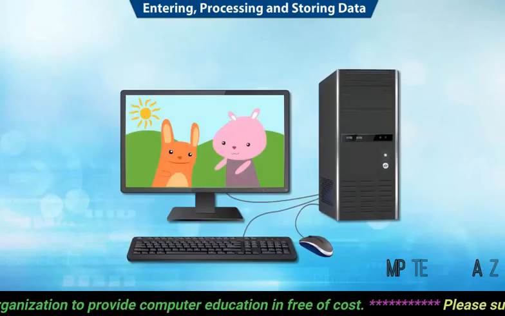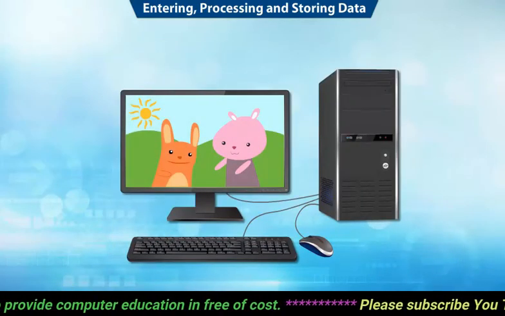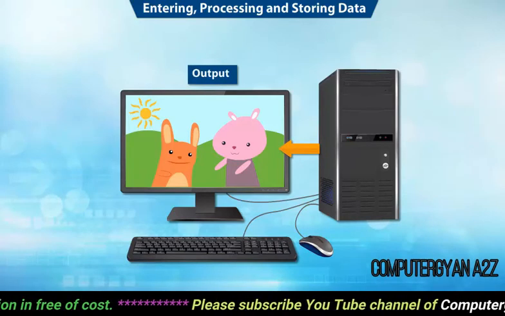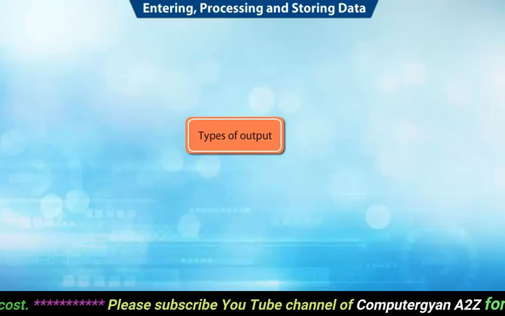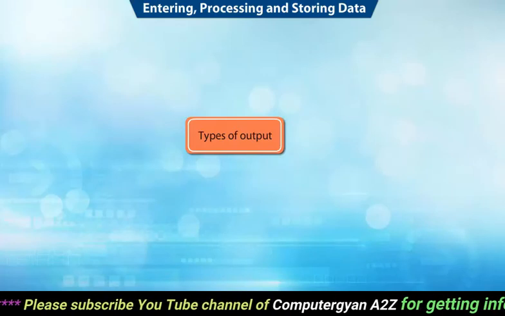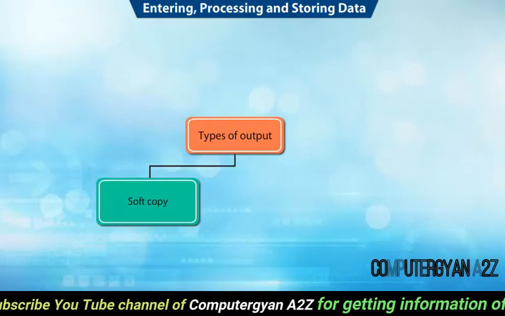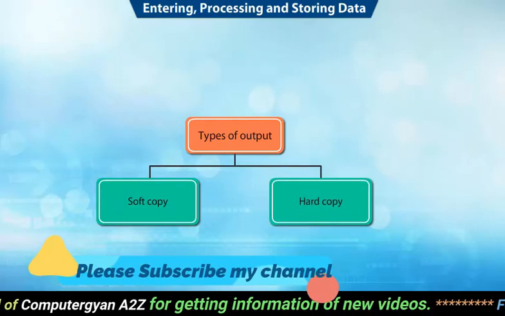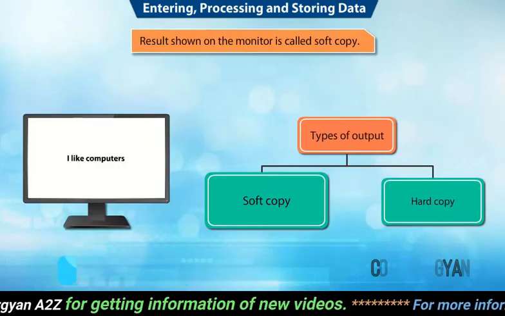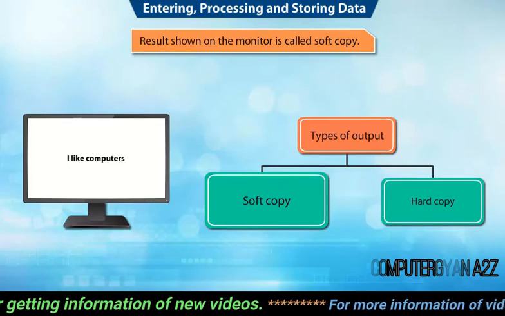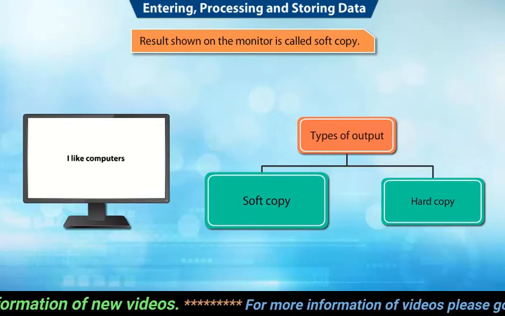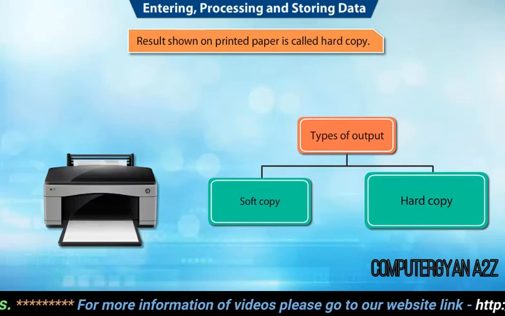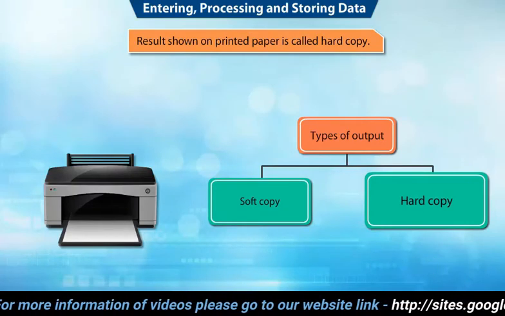After processing, the result is shown by the computer. This is called output. The computer can display the output in two ways: soft copy and hard copy. The result shown on the monitor is called soft copy. The result shown on printed paper is called hard copy.